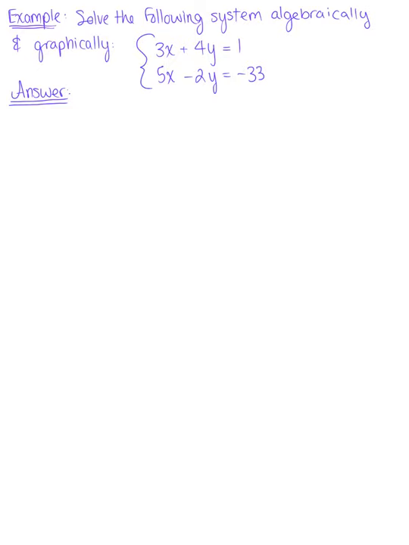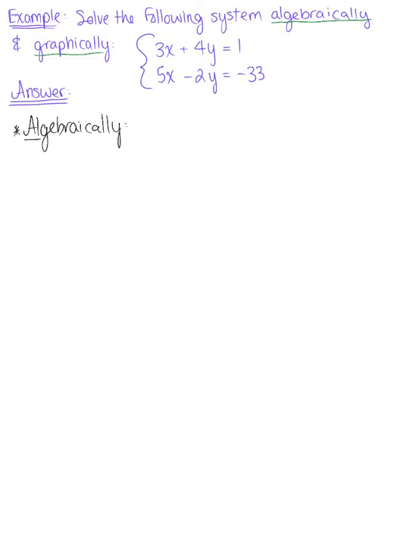Solve the following system algebraically and graphically. And we are given a system of linear equations with two variables, 3x plus 4y equals 1, and 5x minus 2y equals minus 33. And so we want to start here by solving this system algebraically.